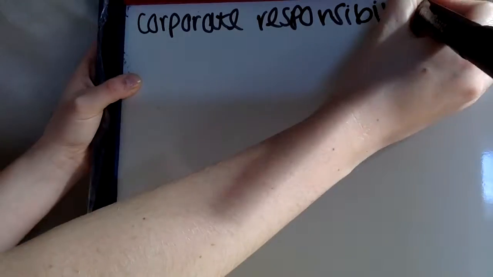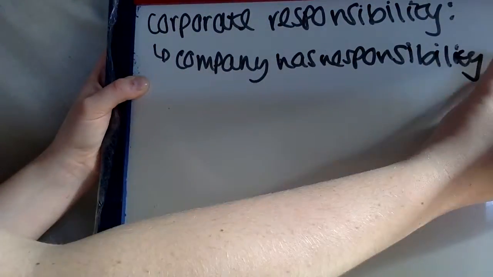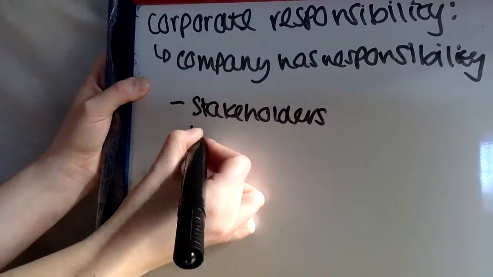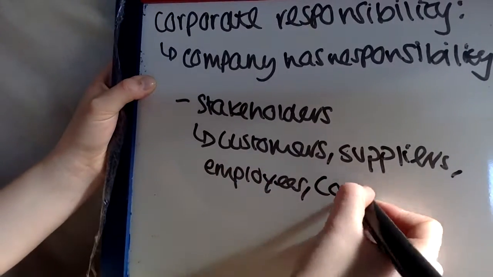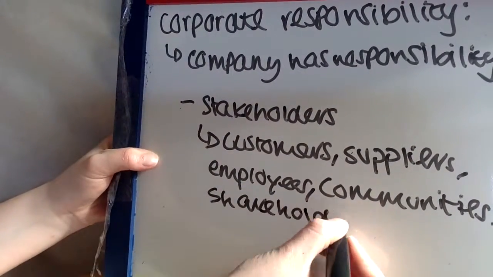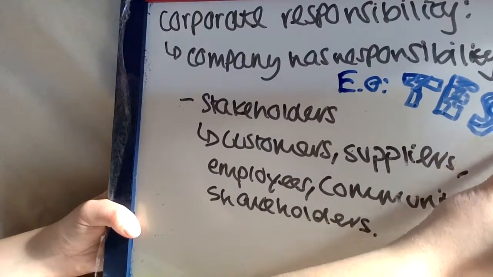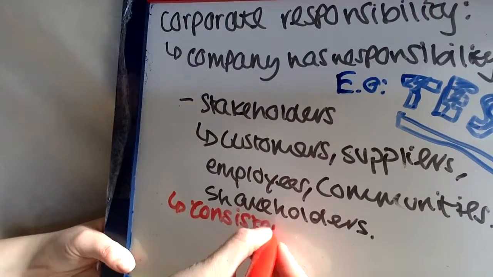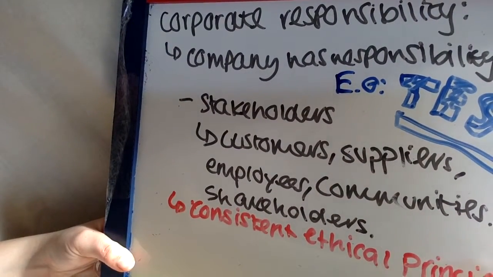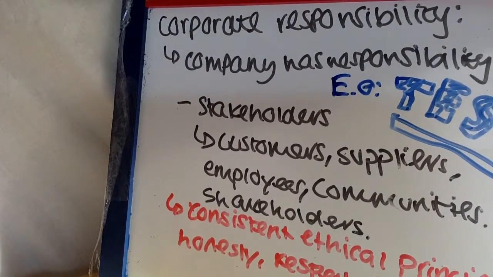Corporate responsibility. Corporations have responsibilities to those groups and individuals that they can affect, for example stakeholders, and to society at large. Stakeholders include customers, suppliers, employees, communities, and shareholders. Corporate responsibility includes being consistent with ethical principles and conduct such as honesty, integrity, and respect for others. By voluntarily accepting responsibility for its actions, corporations earn their license to operate in society.